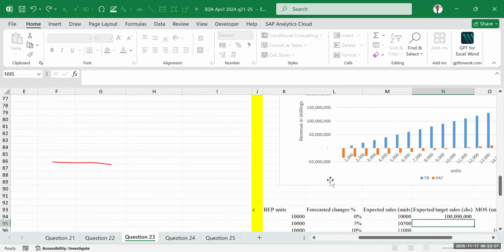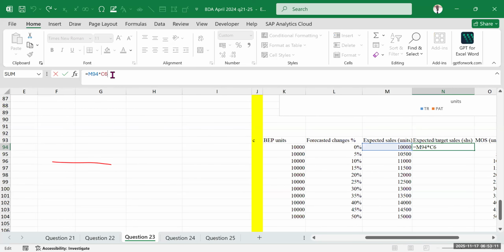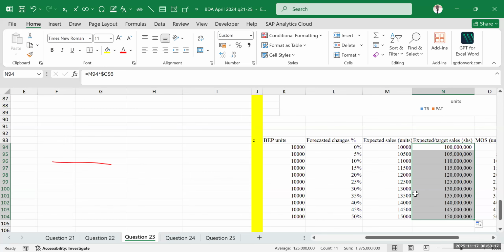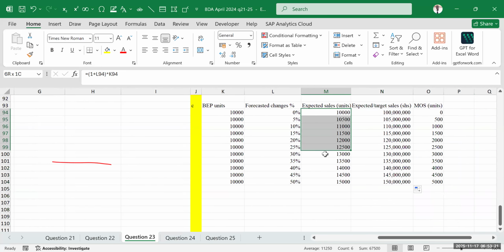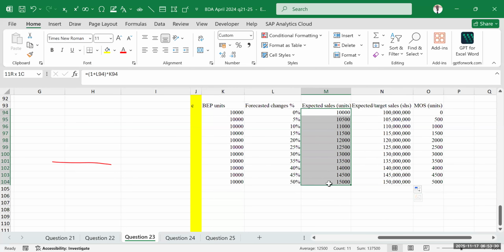That one has not changed. And because I want to autofill, let me fully lock that selling price per unit because it is remaining constant like that. Then I autofill to the end. So I have my expected or target sales with these new changes of expected sales in units. So I have expected sales or target sales in shillings with reference to these units and the selling price per unit which you are given.